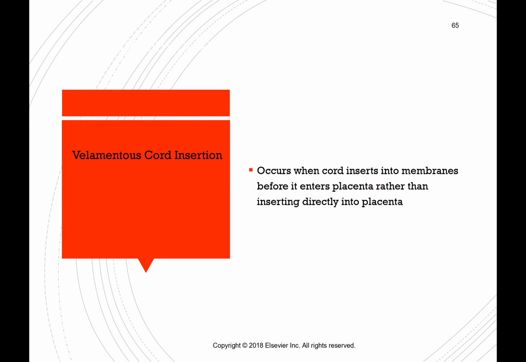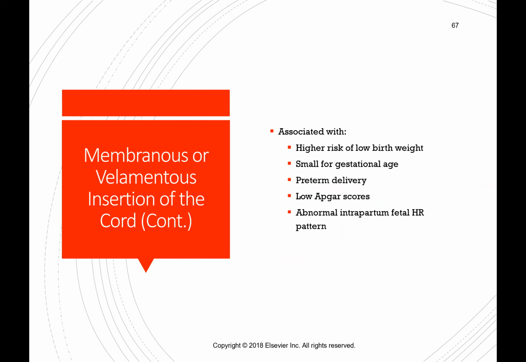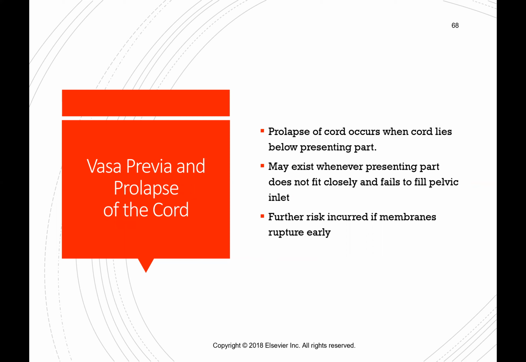A velamentous cord insertion is when the cord goes into the membranes instead of the placenta first. And this is an increased risk of thrombosis, cord rupture during delivery, and vasa previa. Remember vasa previa. A velamentous cord insertion is associated with a higher risk of low birth weight, small for gestational age, preterm delivery, low APGAR scores, and abnormal intrapartum fetal heart rate pattern. Now we know about vasa previa, which is when the vessels of the membrane course along the cervix.